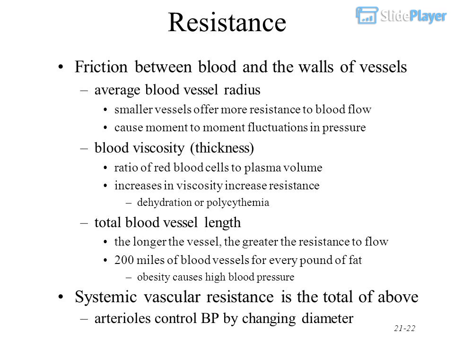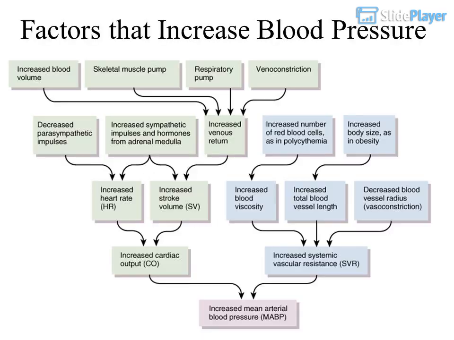There are 200 miles of blood vessels for every pound of fat. Obesity causes high blood pressure. Systemic vascular resistance is the total of the above. Arterioles control BP by changing diameter. Factors that increase blood pressure.